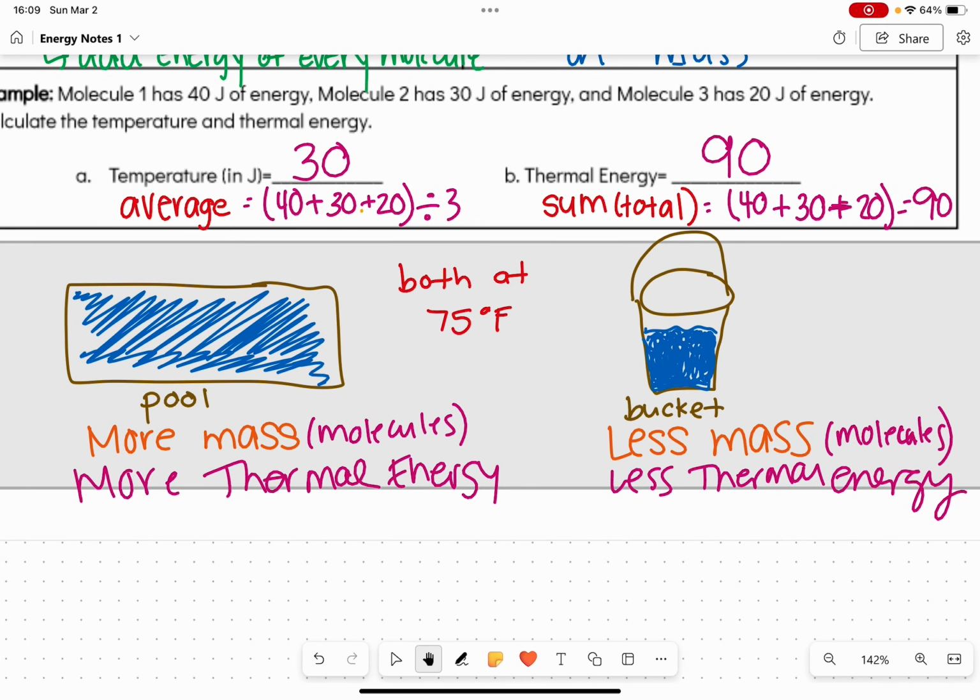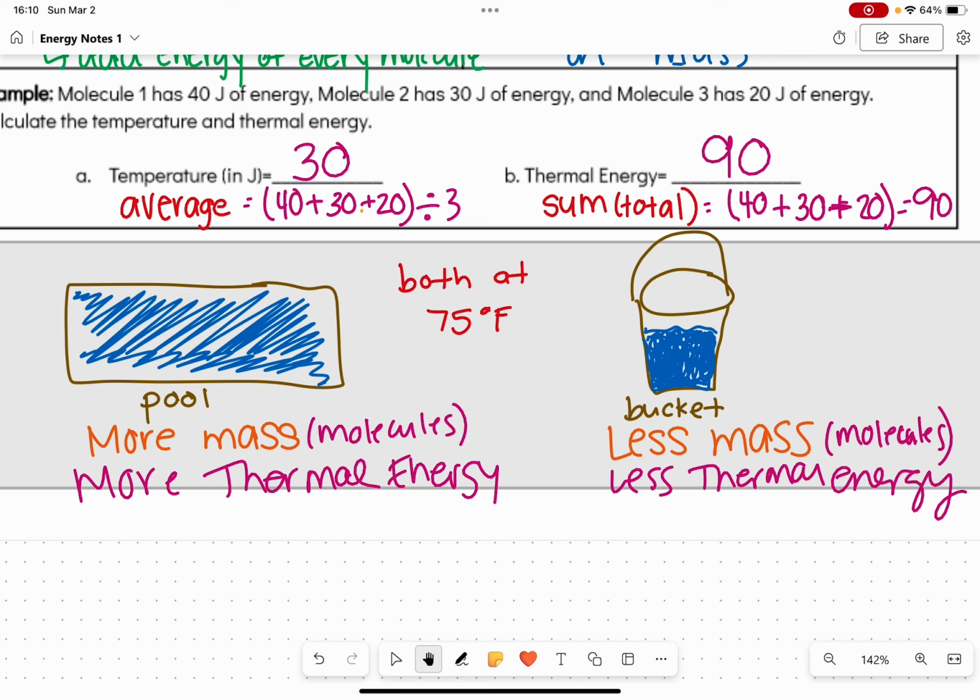And so you were given at the beginning of class a cup of coffee and an iceberg, and you had to figure out which one is going to have more thermal energy. So when you think about fixing your answer, you have to think about, even though the iceberg is much colder, which one has more mass, which one has less mass, and how is that going to affect the total amount of energy that both the iceberg and the cup of coffee have.